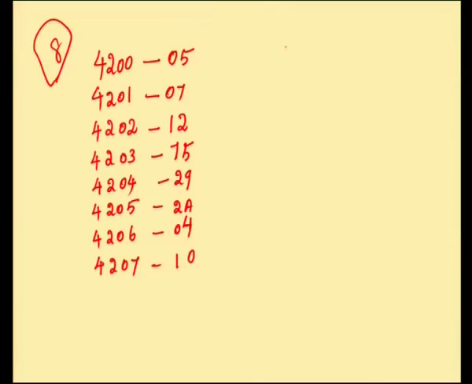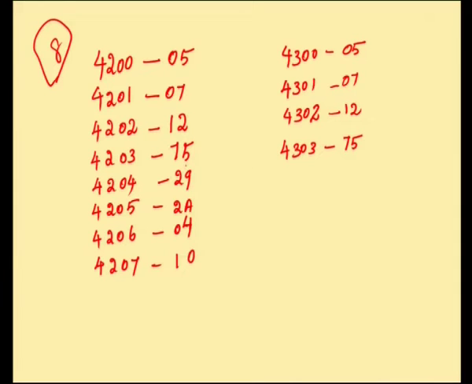Now, I want to transfer the same data to 4300 to 4307. So, 4301. How I want to transfer the data is, first I have to read the data at 4200, which is 05, to be loaded to 4300. Then I take the next address 4201, the corresponding data 07 will be loaded in 4301. Then 4302 will load the 4202 data 12. 4303 has the data 75, which is in 4203.